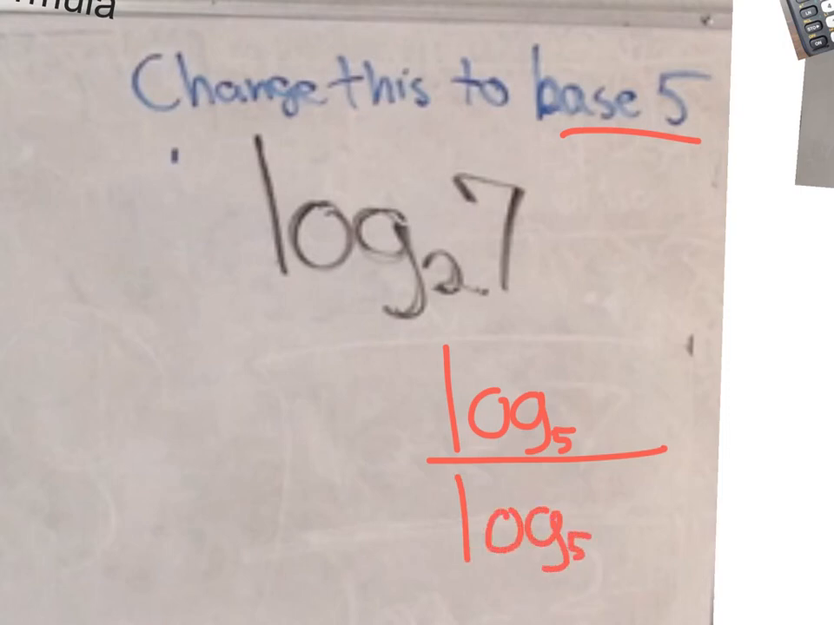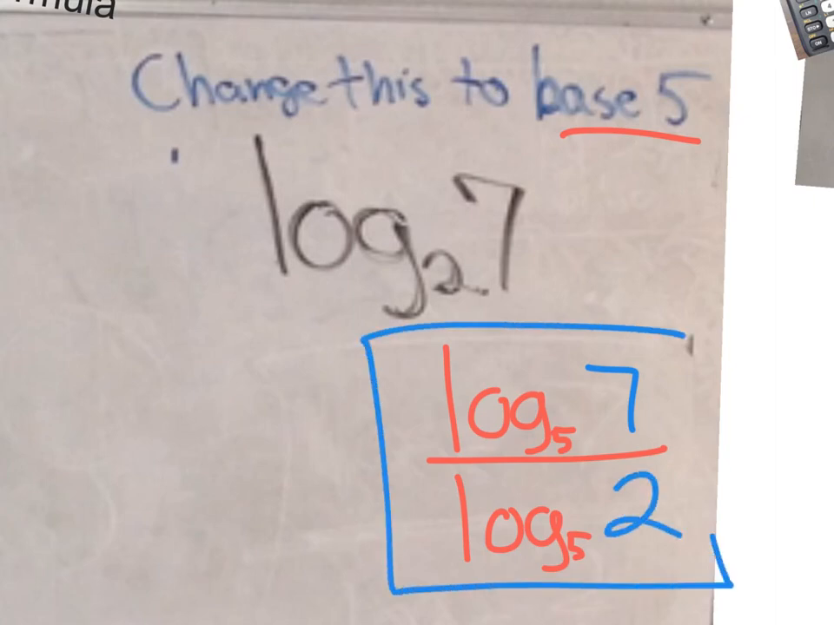And what number belongs up on top? The number that's further up, which in this case is a 7. And what number belongs at the bottom? The number that's further down, which is the base 2, but we're going to write it as a regular 2. And ladies and gentlemen, this right here is the equivalent expression, but it is now written as base 5, no longer base 2. So you could use the formula to change it to any base you want, okay?